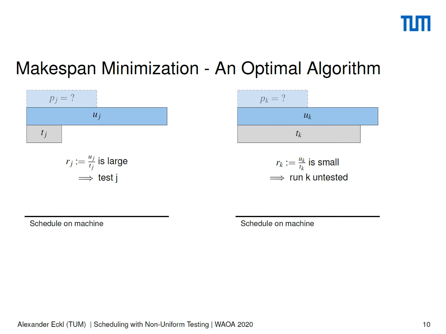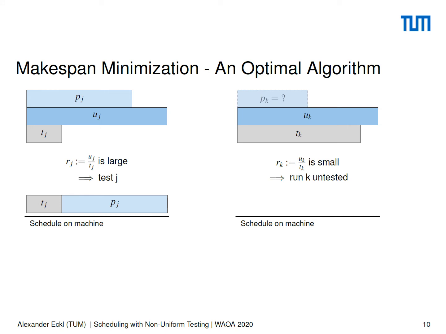In order to understand how this optimal algorithm works, consider these two example jobs. Recall that worst case instances consist of only one job for the Makespan minimization. On the left we have the job J, whose testing time Tj is very small compared to its upper bound Uj. That means that the ratio Rj between the two is large. This might lead us to the conclusion that it is prudent to test the job. If we do that, the processing time Pj is revealed, which we can then schedule on the machine as well.